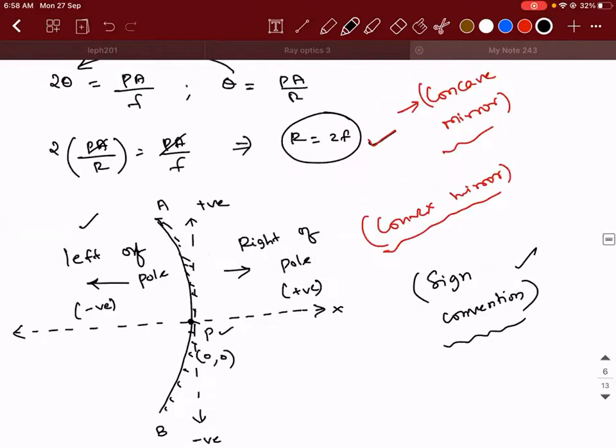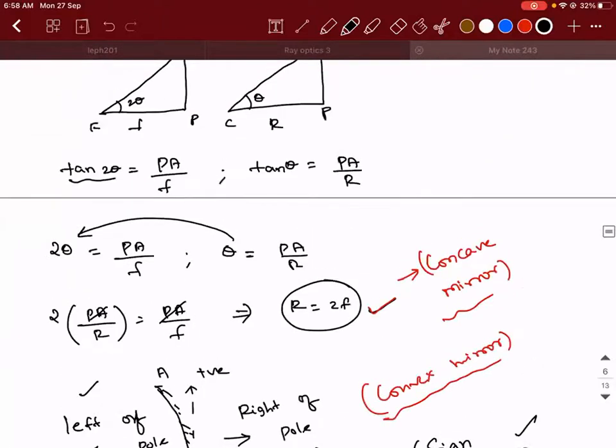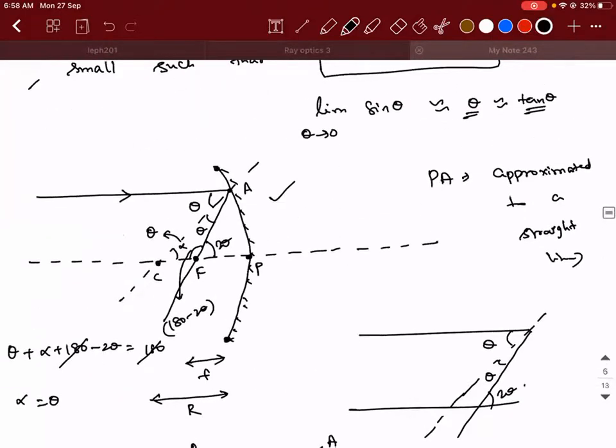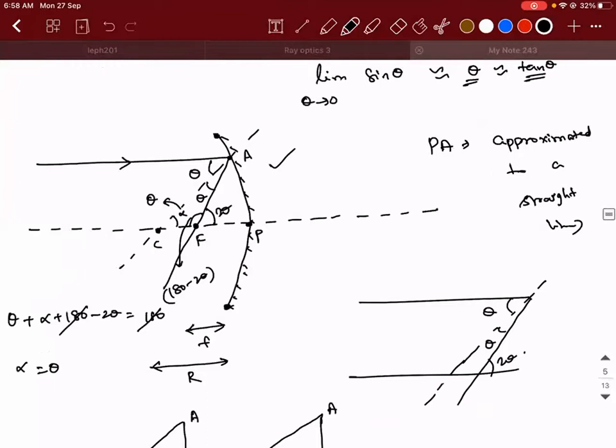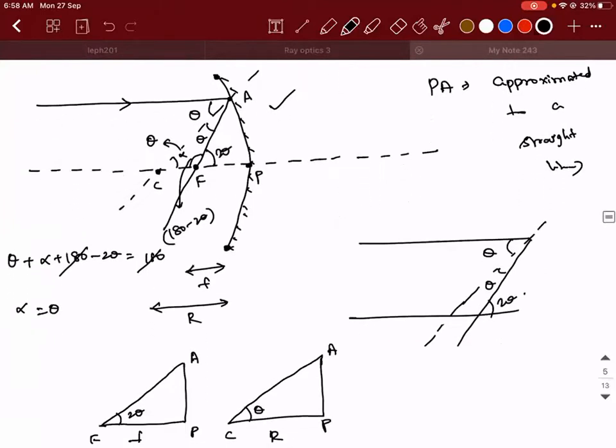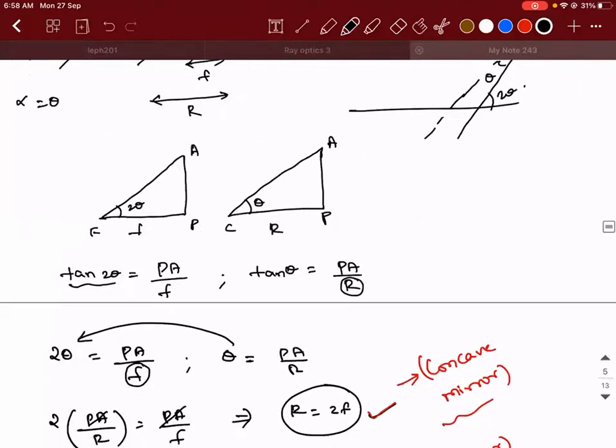Right. So what I meant by I didn't take the sign convention here is, I wrote focal length here, right? So make a small change in it. So tan theta is equal to, I wrote PA divided by R. Here, R is positive or negative? With respect to which mirror did we derive? Concave mirror. So with respect to a concave, R is positive or negative? R is negative.